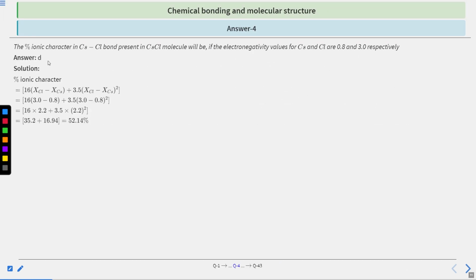Okay, so the correct answer will be option number D. Percentage ionic character will be equal to 16 times the electronegativity of chlorine minus the electronegativity of Cs, plus 3.5 times the square of the difference of the electronegativity of chlorine and the electronegativity of cesium. So putting the values in this formula, we get the final value in percentage as 52.14%. Hence option D is the correct answer.